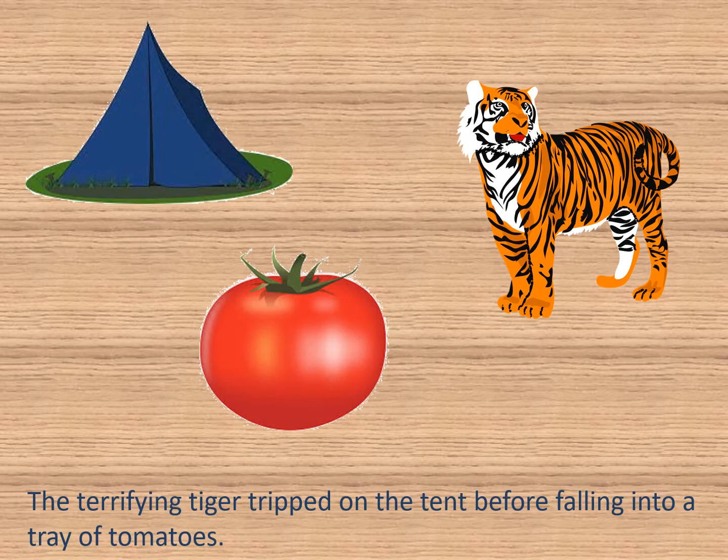This one, I've got a picture of a tent, a tomato, and a tiger. The terrifying tiger tripped on the tent before falling into a tray of tomatoes.